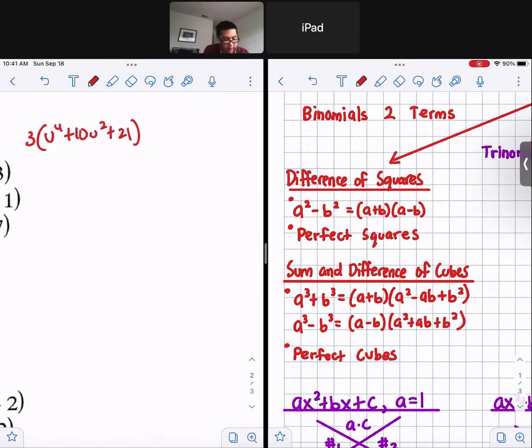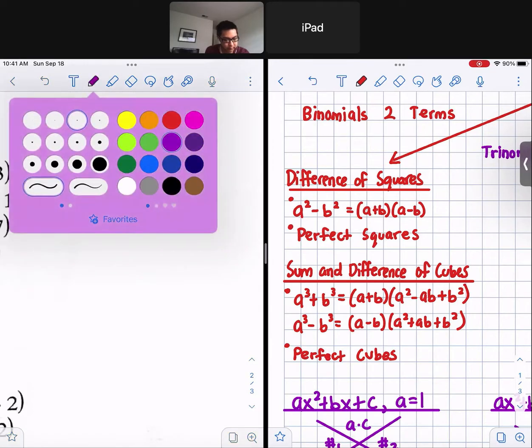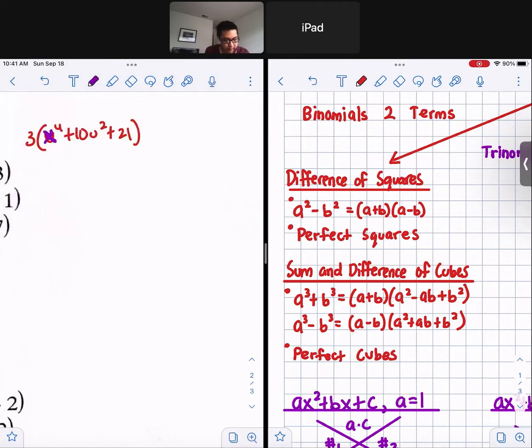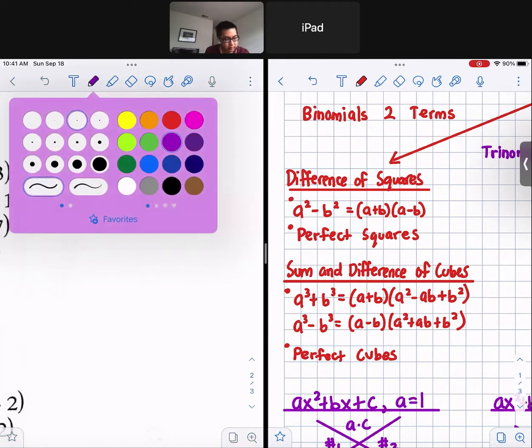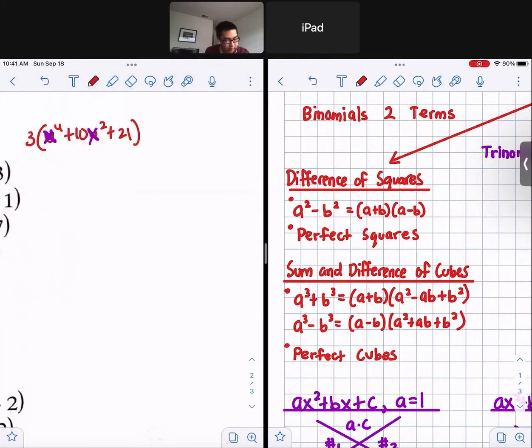And again, I apologize I used u for these variables, but this is going to be a u substitution, right? So I'm going to pretend these are both x's. Don't worry, it'll be different on your guys' exam. So I'm just going to pretend that u equals x squared. So we got 3u squared plus 10u plus 21.